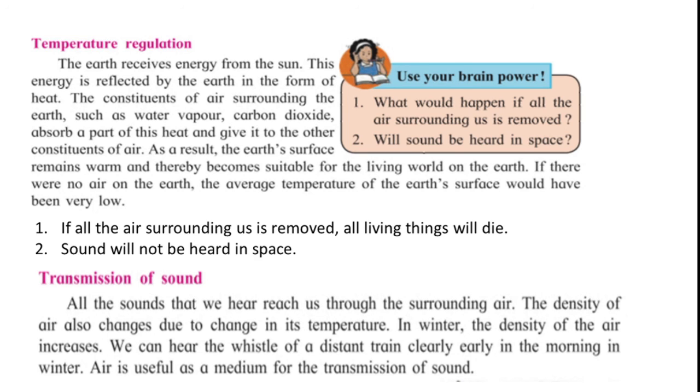If there were no air on the earth, the average temperature of the earth's surface would have been very low. What would happen if all the air surrounding us is removed? If all the surrounding air is removed, all living things will die. Because air sustains life.